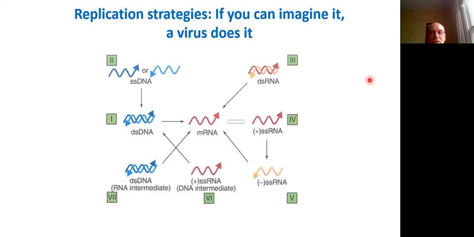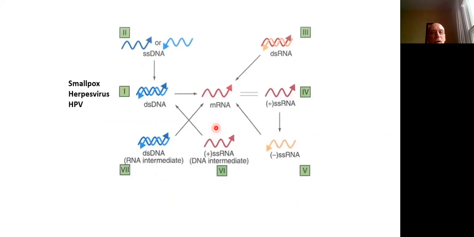All viruses must make mRNAs so that the cell can use these instructions to make the proteins needed to make baby viruses. And as far as I know, all viruses copy nucleic acids by the same Watson-Crick rules that we are all too familiar with. But having said that, all these possibilities actually exist in the world of viruses.